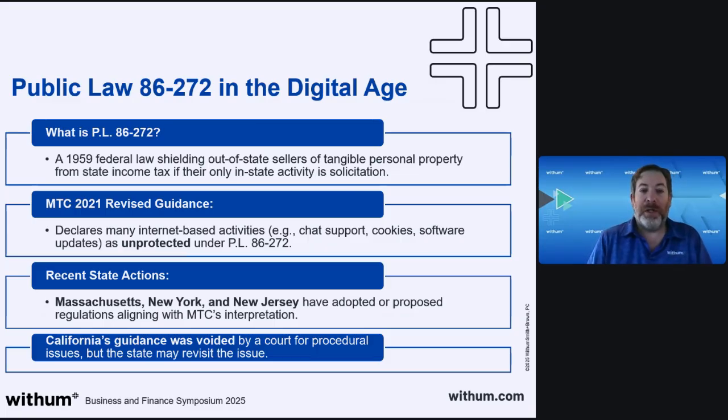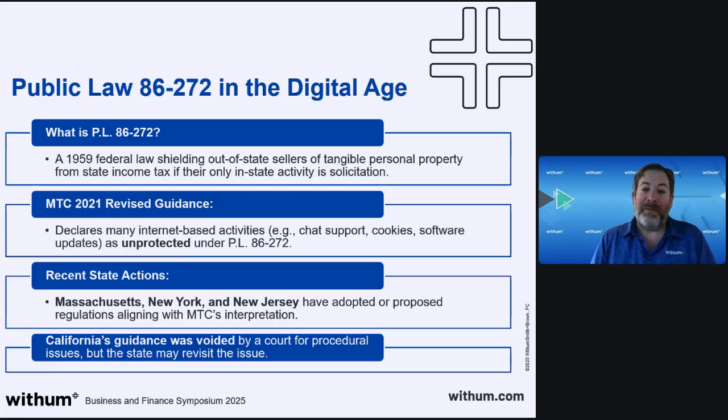And these transactions are no longer occurring in physical form. So again, if you buy that streaming service, if you buy that downloaded book for your Kindle, those are no longer physical transactions. Those are intangible transactions. And so 86272 doesn't apply to those. But on top of that, the MTC has recently revised their guidance on how to treat the digital economy, and many other internet-based activities, according to the MTC, also break 86272.